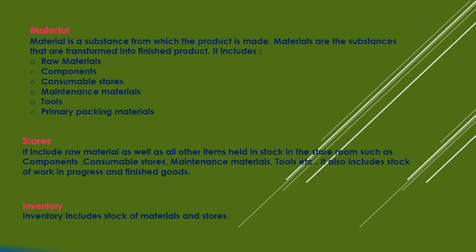Material is a substance from which the product is made. Materials are the substances that are transformed into finished product. It includes raw materials, components, consumable stores, maintenance materials, tools, primary packing materials. So from the material, we are making a finished product which is useful or usable.